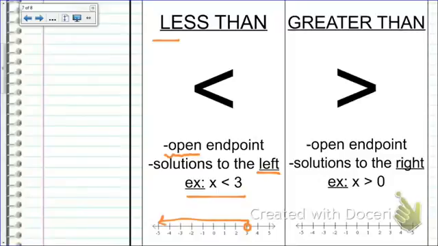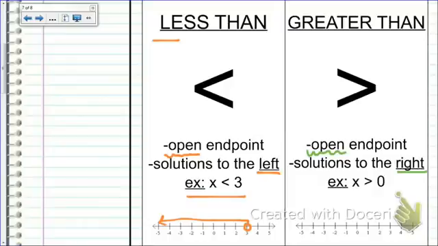Okay. When we are talking about greater than, that means everything that is bigger than that number. So our solutions go to the right, and our arrow is pointing to the right. It also has an open endpoint because it's the same idea. You can get really, really close to that number, but you can't actually be equal to that number. So we use an open endpoint to indicate that.